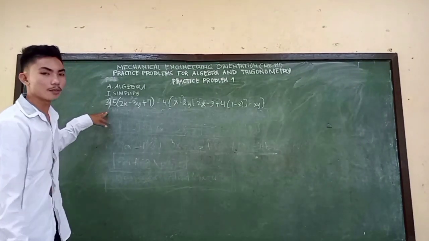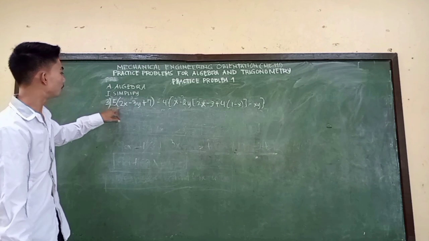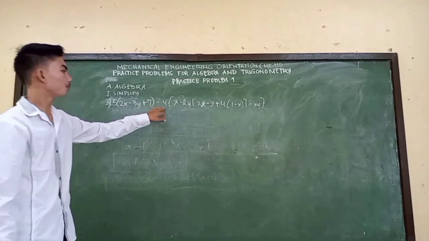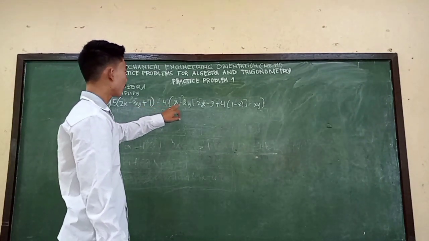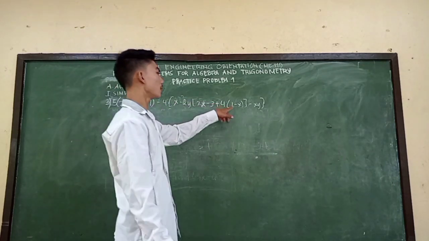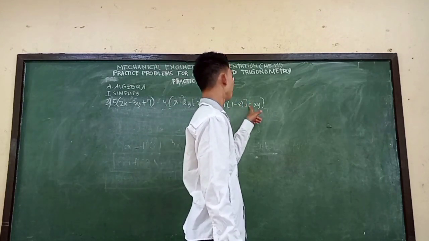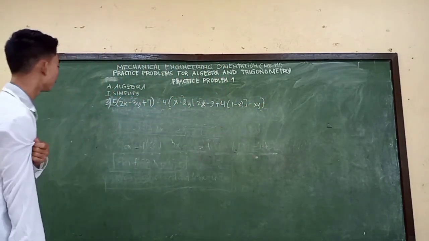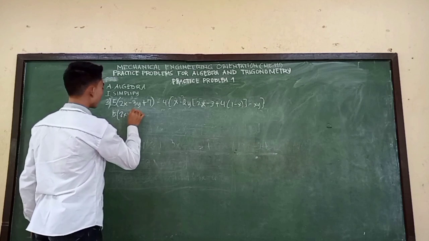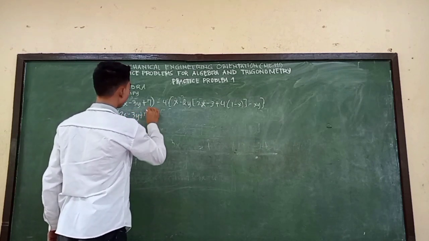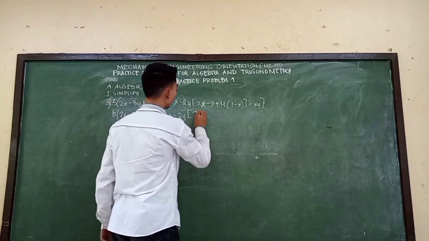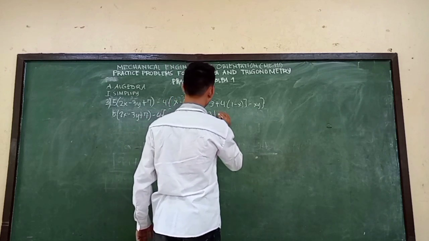Here is our problem number 3, which is 5 times (2x − 3y + 7) − 4{x − 2y[2x − 3 + 4(1 − x)] − xy}. We will first copy 5 times 2x minus 3y plus 7 minus 4{x minus 2y[2x minus 3 plus.